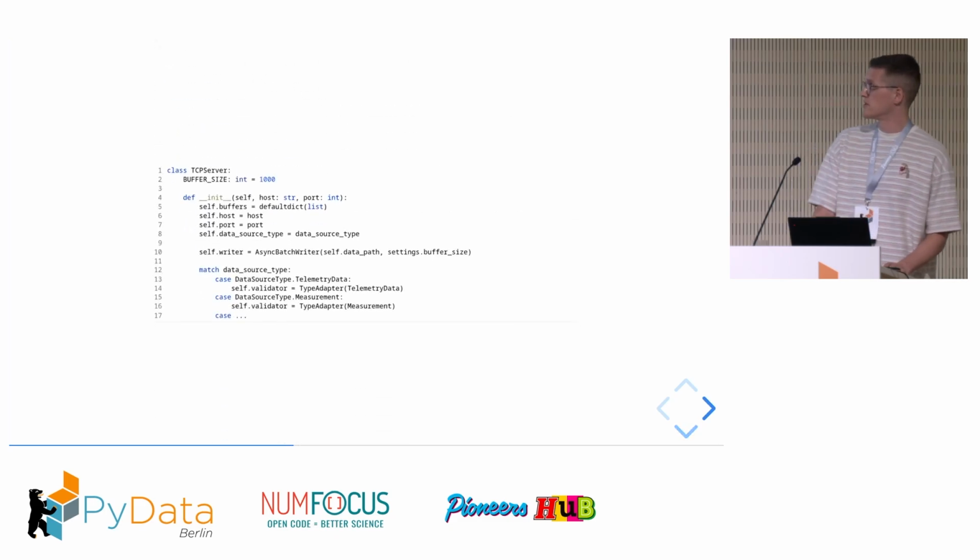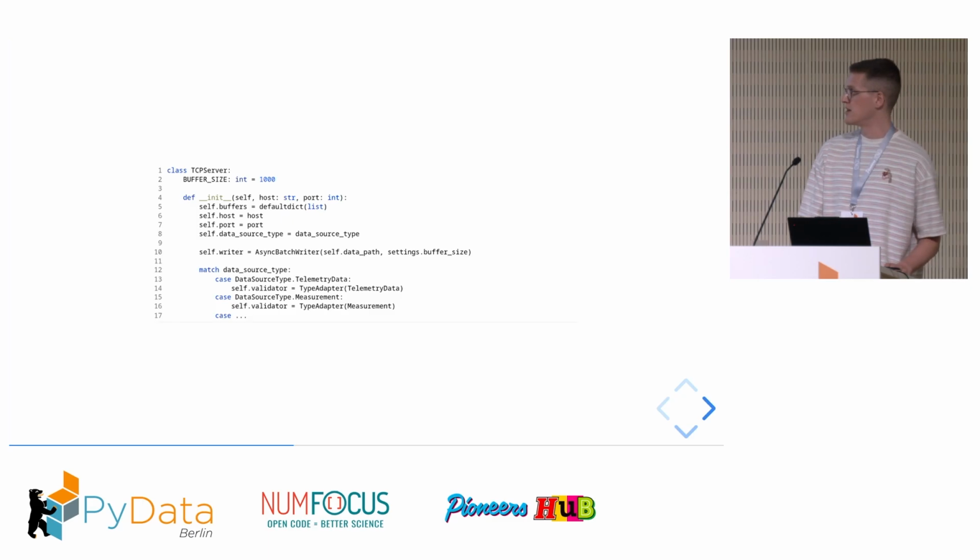So for this, to instantiate the class, we need the host and the port, then some data source type that would make sense. For example, you would start a different server for each data source, or source type, which usually makes sense because you want to differentiate between different data types. It also allows you to scale out your ingestion for different types of data. And depending on the data, we also create different type adapters.